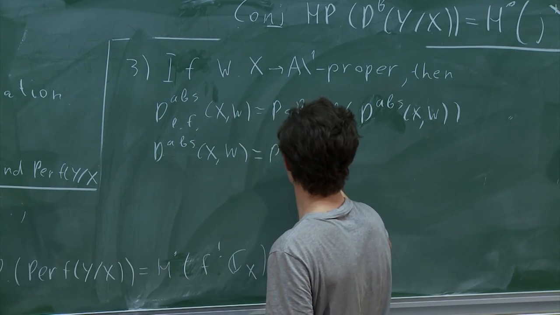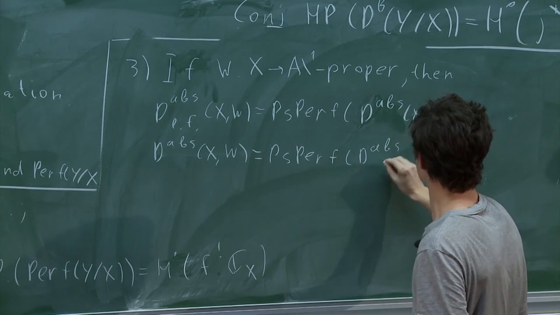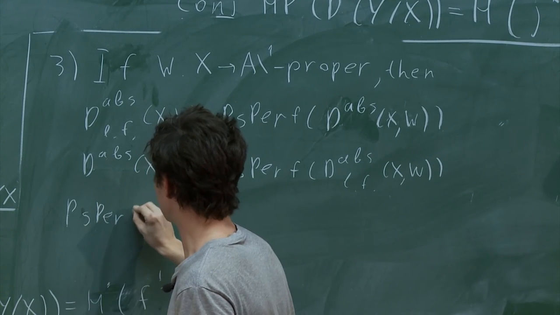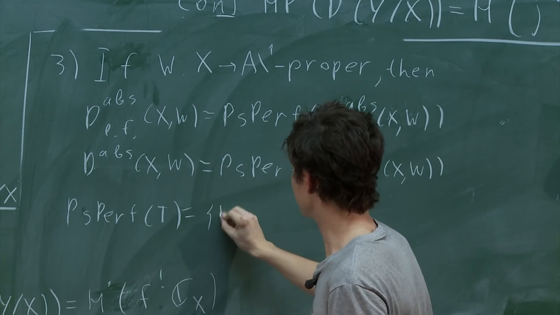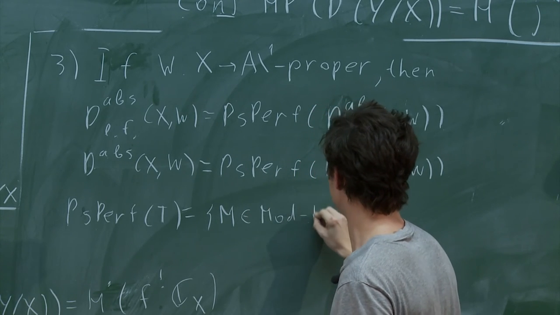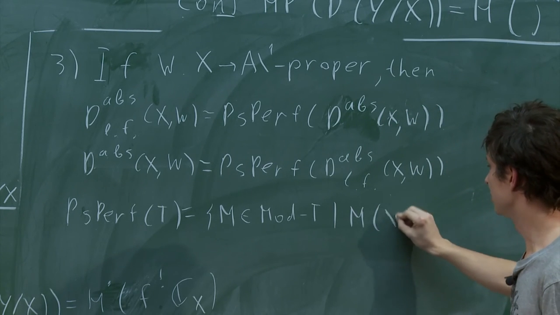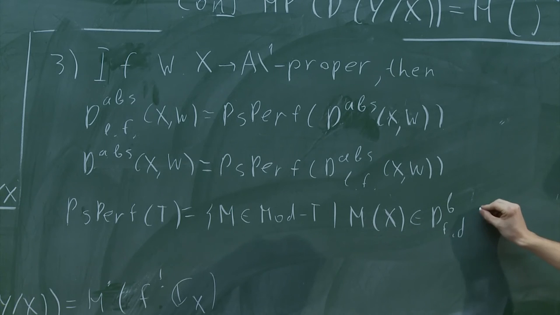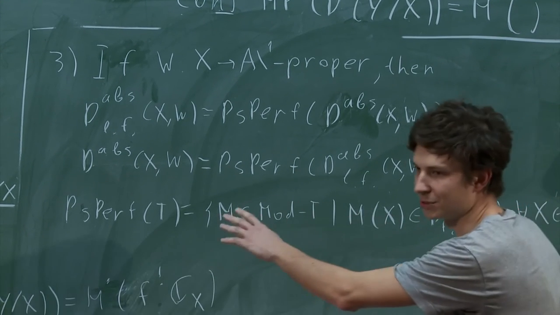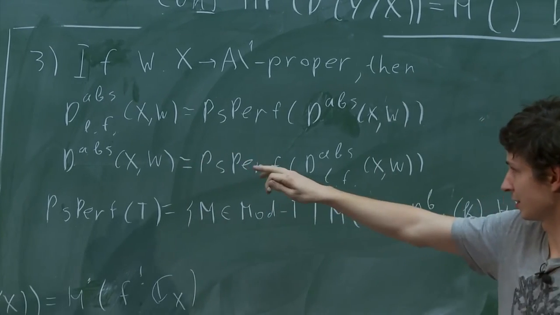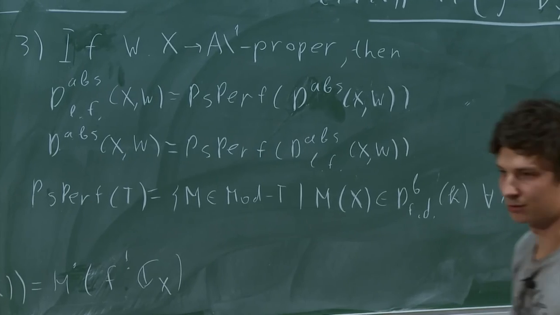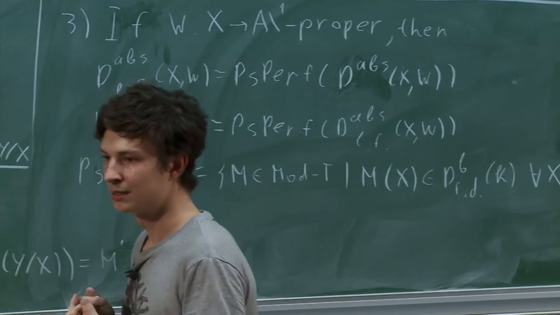I'll recall what is pseudo-perfect. By definition, pseudo-perfect DG models over a DG category are just those models, say right models, which take values in complexes with finite dimensional cohomology. So when T is a DG algebra, it's just DG models with finite dimensional cohomology. For W equal to zero, just for usual varieties, this is satisfied, and presumably it should also be the picture in general, but there are issues of non-compactness and singularity.